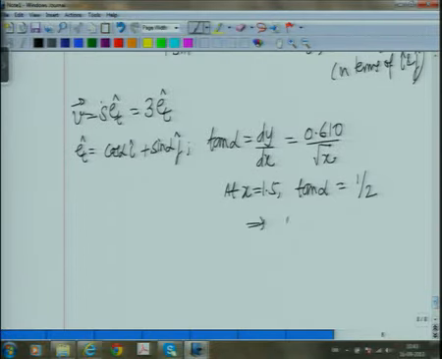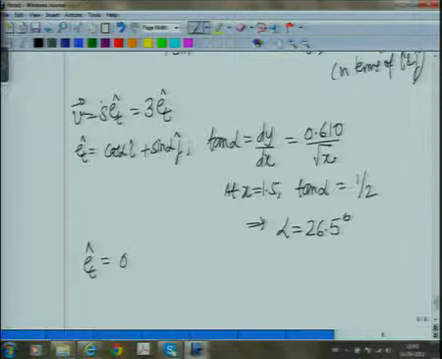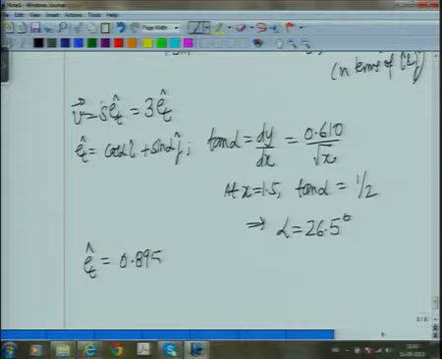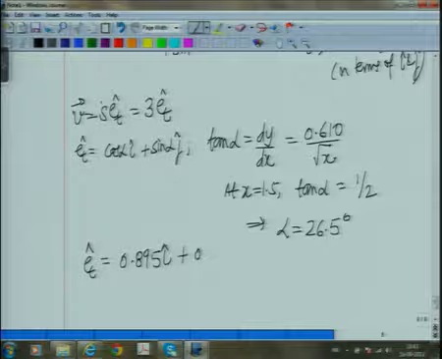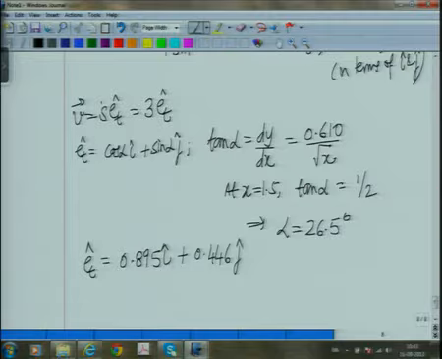So this implies alpha turns out to be equal to 26.5 degrees. So Et vector is equal to 0.895 I plus 0.446 J. So once I have alpha, I work out Et vector. So the answer for velocity is already there. Now the next thing would be to work out En.